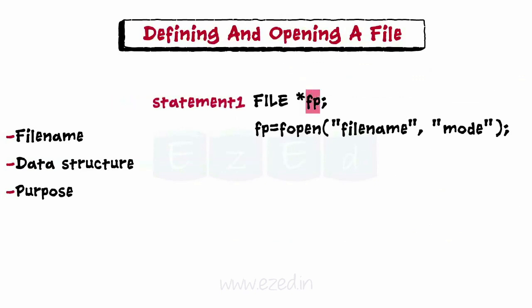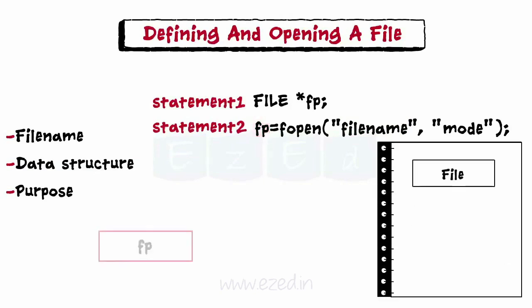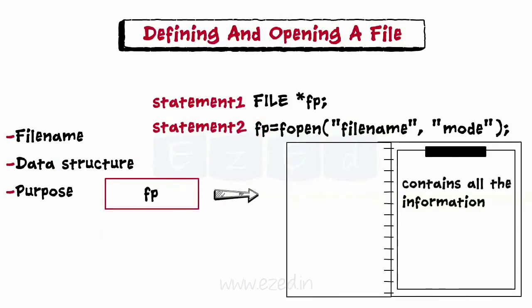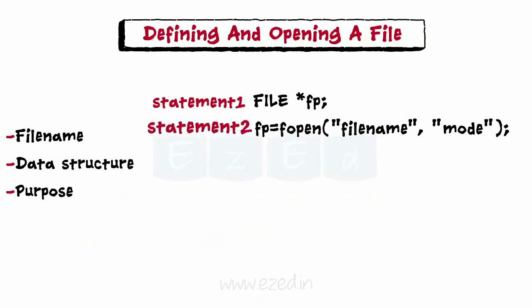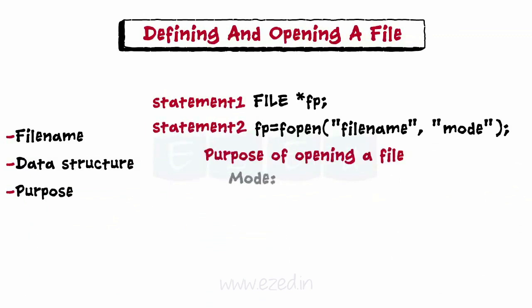First statement declares fp as a pointer to the data type FILE. As stated earlier, FILE is a structure that is defined in the I/O library. Second statement opens the file named filename and assigns an identifier to the FILE type pointer fp. This pointer contains all the information about the file, and is subsequently used as a communication link between the system and the program. The second statement also specifies the purpose of opening a file. The mode can be one of the following.